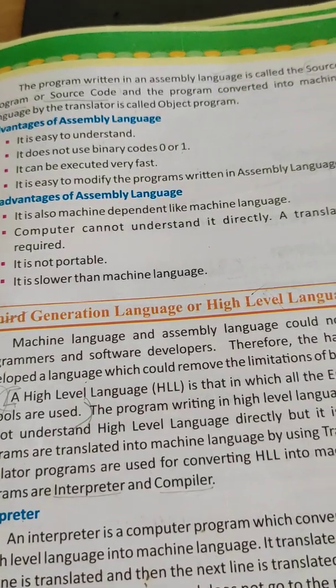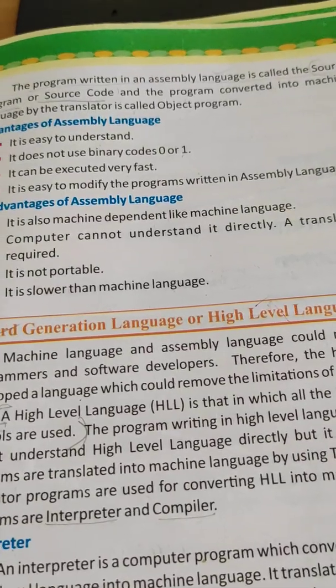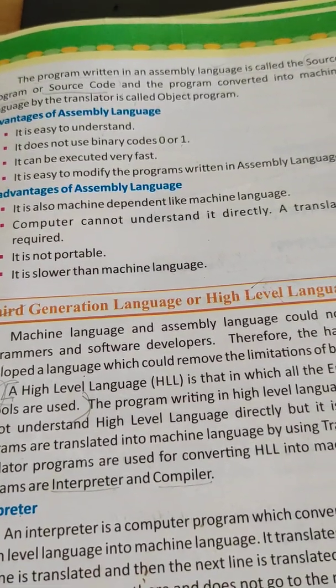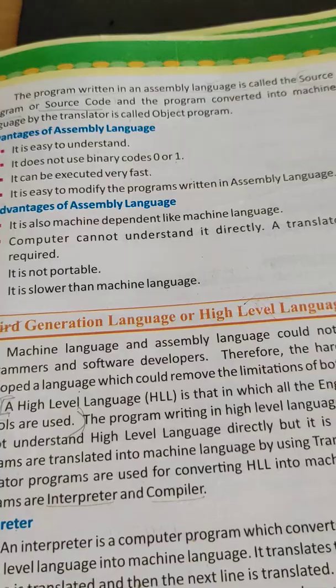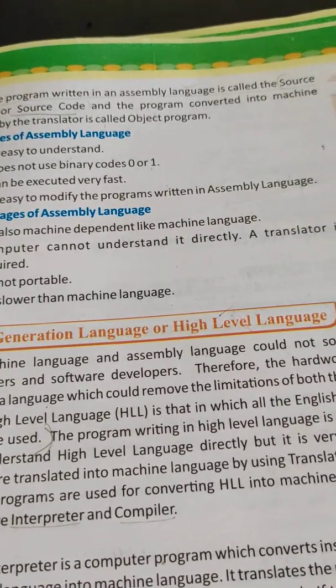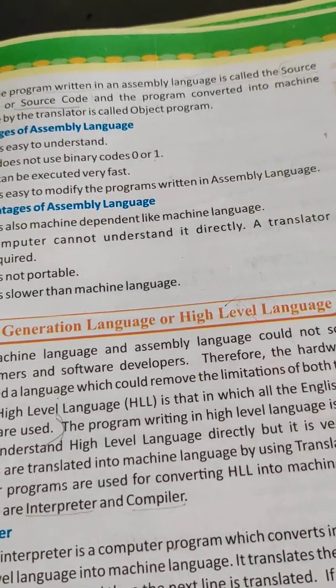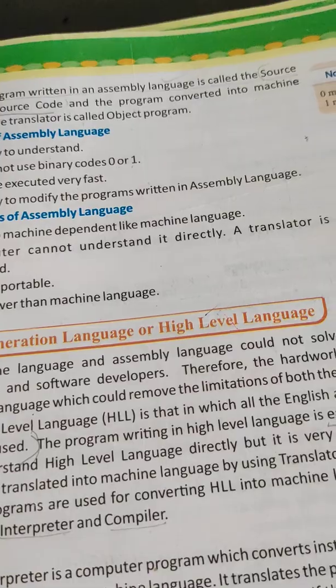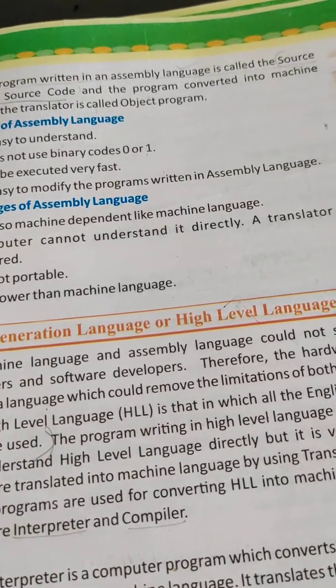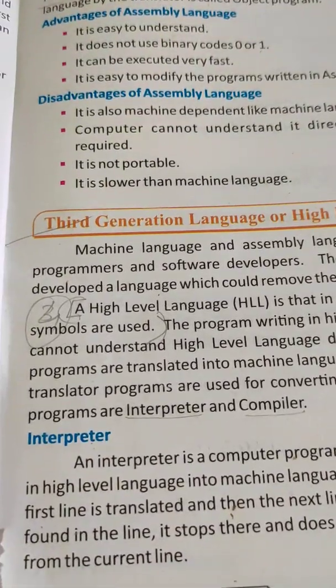Computer cannot understand the high level language directly, but it is very fast and portable. High level programs are first translated into machine language by using a translator program. There are two types of translator program. One is the compiler and the second one is the interpreter.